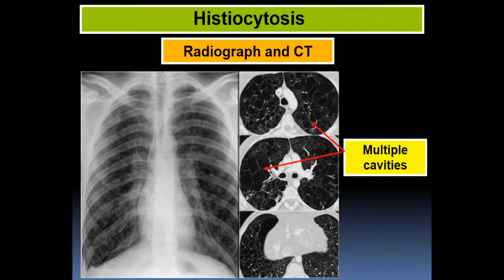Next disease, histiocytosis. On X-ray, you can see the symptom of dissemination. Looks like dissemination. But on CT scan, we can see many cavities, multiple cavities of different sizes. Therefore, for differentiation, it is better to use CT scan also, rather than X-ray. This method is more informative for differentiation.